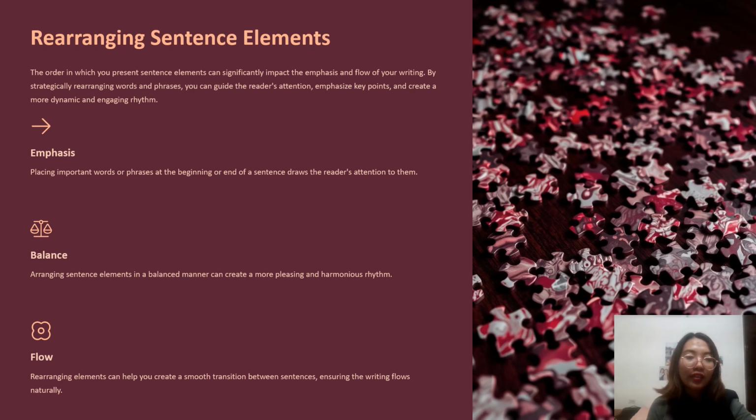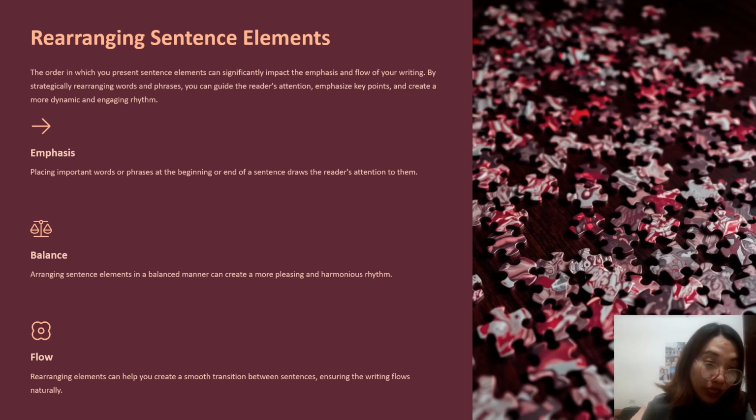So here the next topic is rearranging sentence elements. So here, the order in which you present sentence elements can significantly impact the emphasis and flow of your writing. By strategically rearranging words or phrases, you can guide the reader's attention, emphasize key points, and create a more dynamic and engaging rhythm. So here, emphasis.